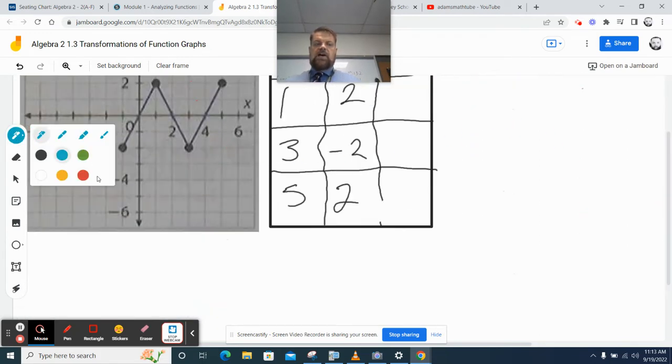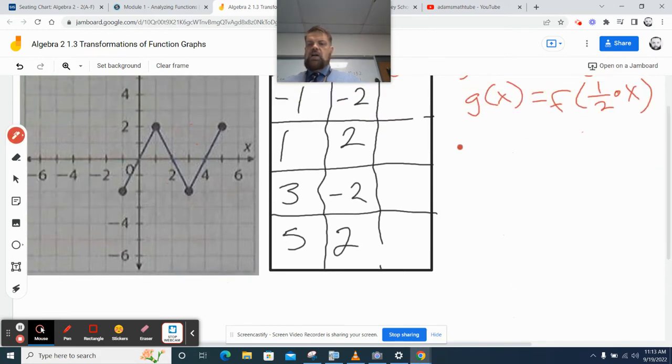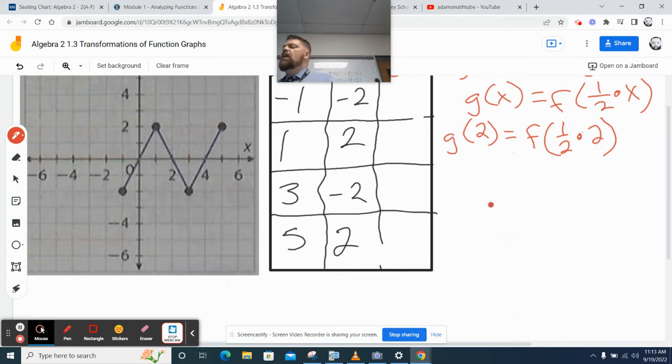Let me just do it down here where there's a little more space. So I'm going to say g of 2 is equal to f of 1/2 times 2. Right? Does that make sense? Okay. What is 1/2 of 2? 1. So g of 2 is equal to f evaluated at 1.